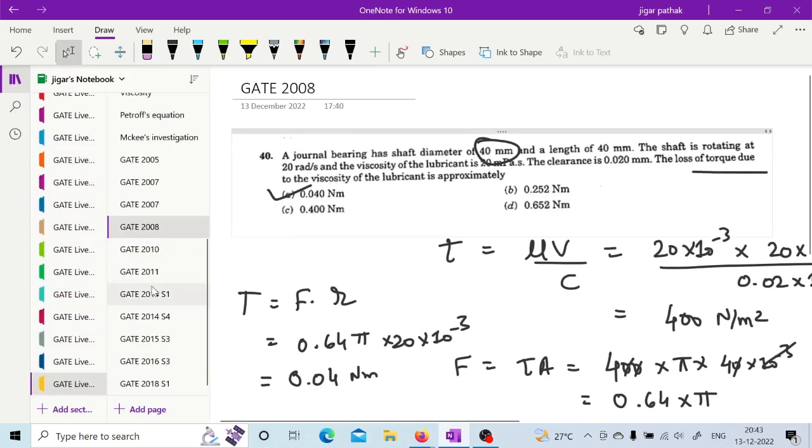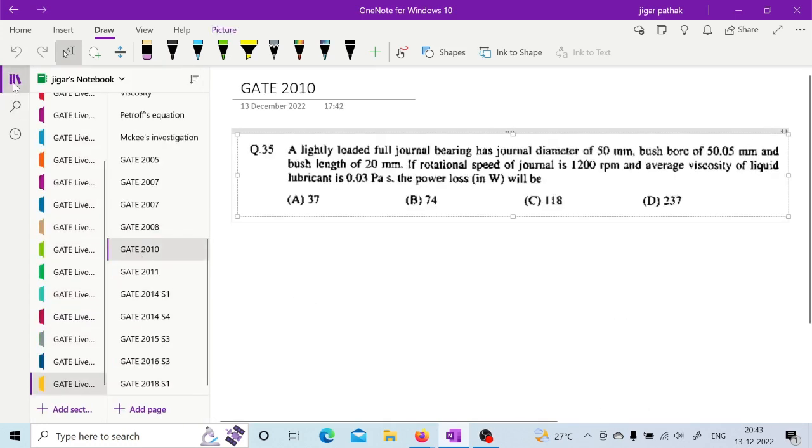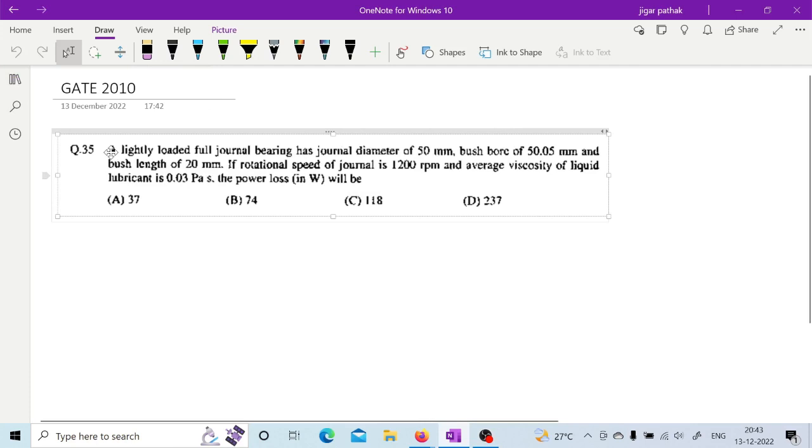Okay, then next is this one. A lightly loaded full journal bearing has journal diameter this, then journal bore of 50.05 and bush length this, rotational speed of 1200 rpm and average viscosity of the liquid lubricant is 0.03 Pascal second. The power loss, I guess it is similar. Can you try this? You will be able to calculate this by yourself, I guess. Yes or no?